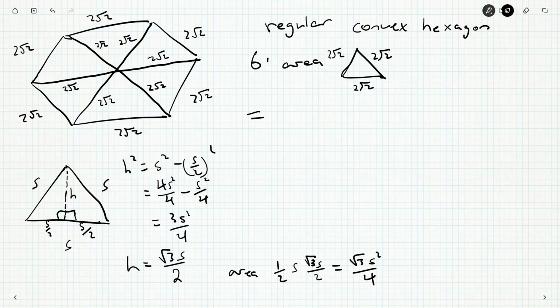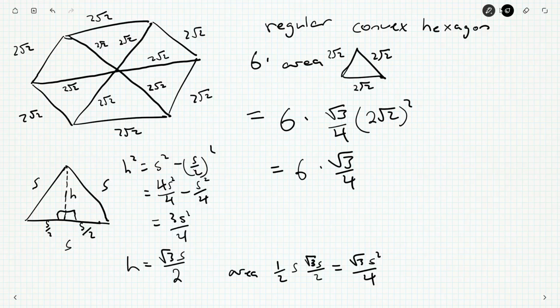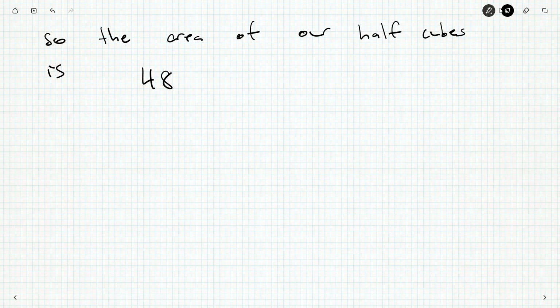So the area of the regular convex hexagon is going to be 6 times root 3 over 4 times (2 root 2) squared. 6 times root 3 over 4, well, this guy's 8. So this is 6 times root 3 times 2, 12 root 3. That's the area of our hexagon. So the area of our half cube is 48, coming from half of the original surface area of the cube, plus 12 root 3.